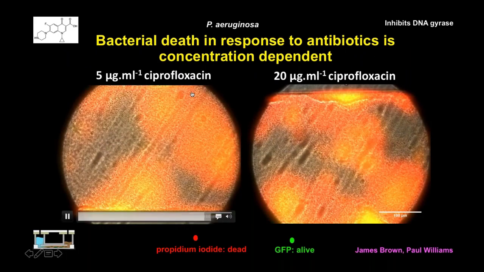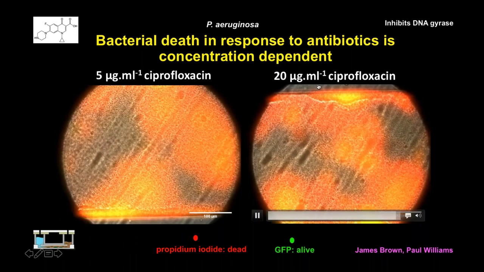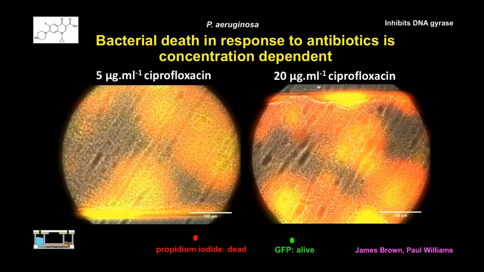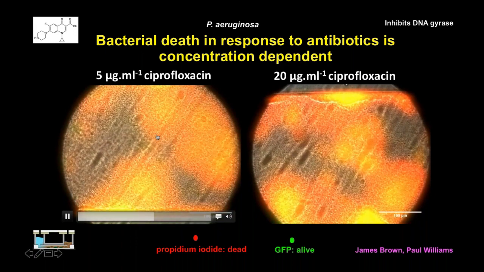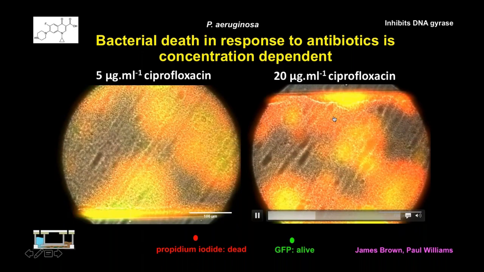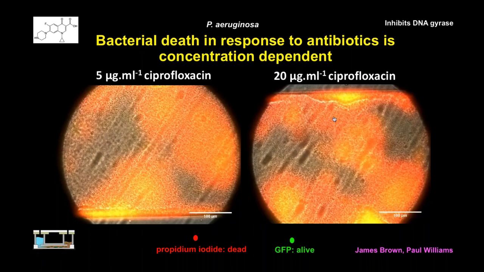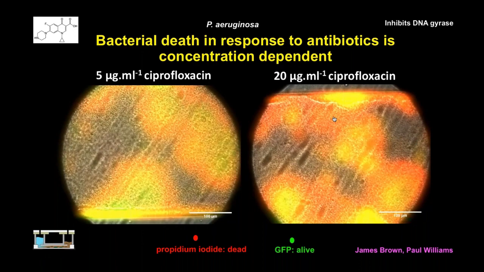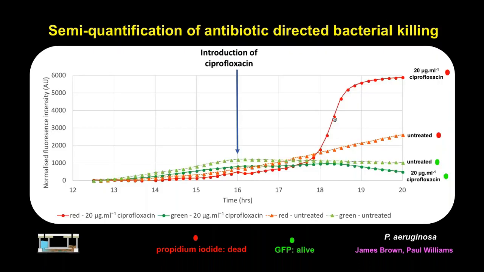So here you can see 2 different concentrations of ciprofloxacin that have been added to our biofilms of Pseudomonas aeruginosa. And you can see the redness in the one on the left is slightly less than that in the one on the right. Again, we're looking at propidium iodide being dead cells, showing that the higher concentration of the ciprofloxacin is killing more of the cells. And we were able to track that over time.